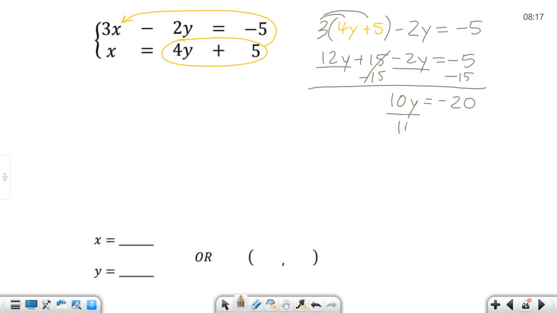And then I divide both sides by 10. So y equals negative 2. So this time, the second part of my ordered pair, the y equals, is negative 2. All right? Now I need to go back and find what? I need to find x.